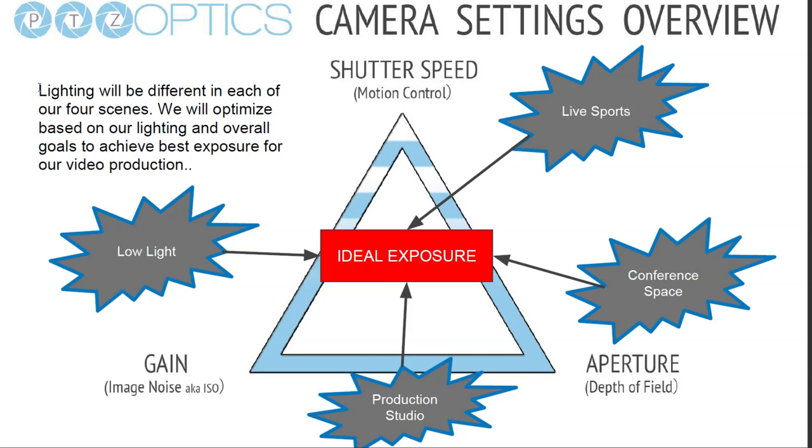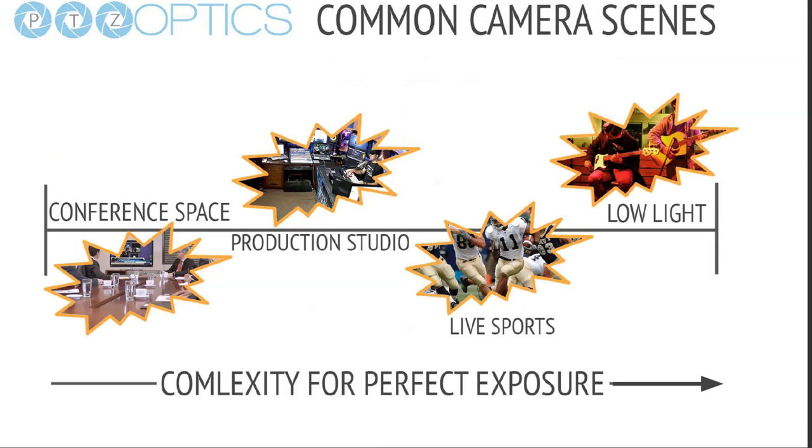So lighting will be different for each of the 4 main scenarios that we work in. So live sports, shutter speed and aperture are going to be most important. In low light situations, shutter speed and gain is going to be more important. In broadcast, really getting that ideal exposure could take all 3 of these. And then in conferencing spaces, normally people like to use what I consider automatic, mainly because things can change. But this is kind of your guide to getting the ideal exposure here.